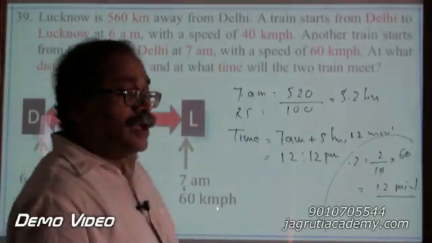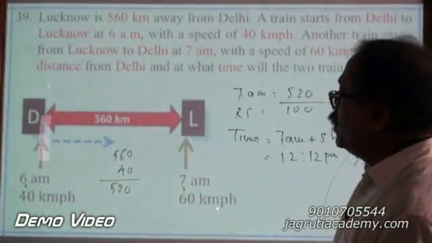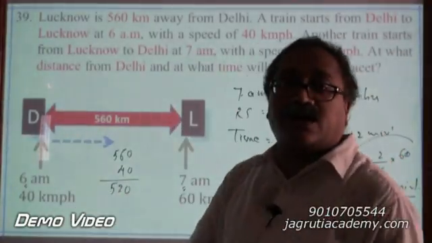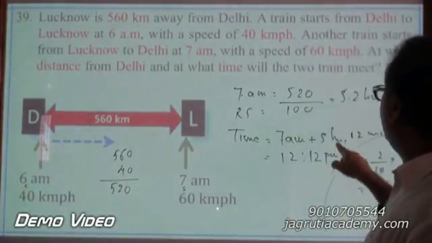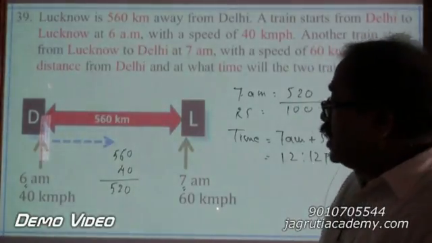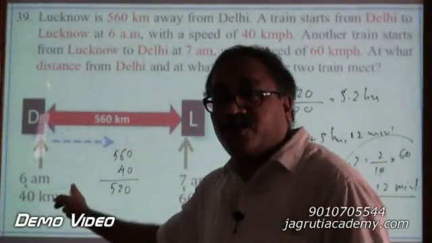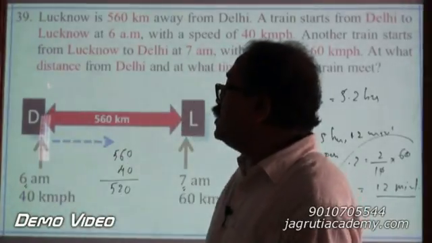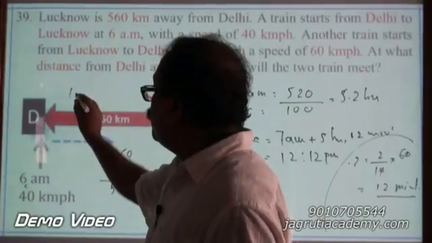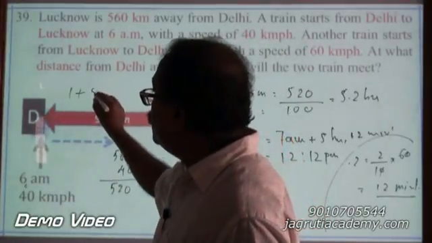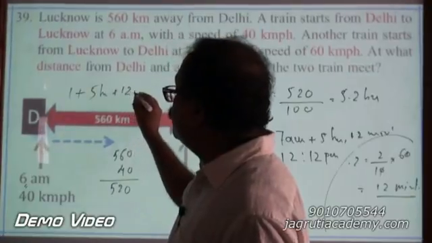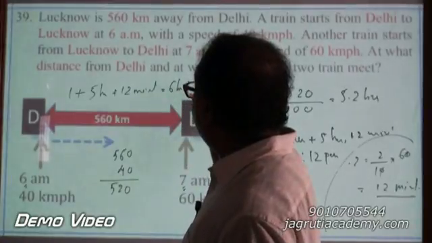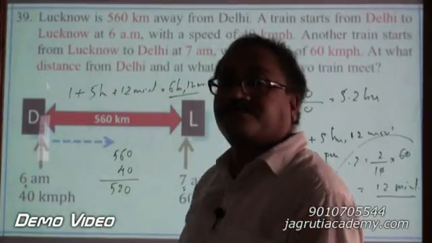Now the second question, at what distance from Delhi? Okay, so how many hours has the train which started from Delhi travelled? They are meeting after 5 hours 12 minutes, and 1 hour it has already travelled before 7 a.m. because it started at 6 a.m. So the total journey the first train has travelled is 1 hour before the second train starts plus another 5 hours 12 minutes. That means 5 plus 1, that is 6 hours 12 minutes it travels.